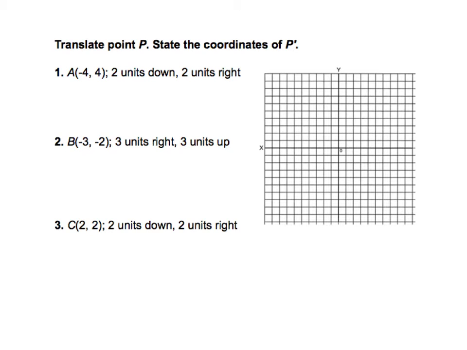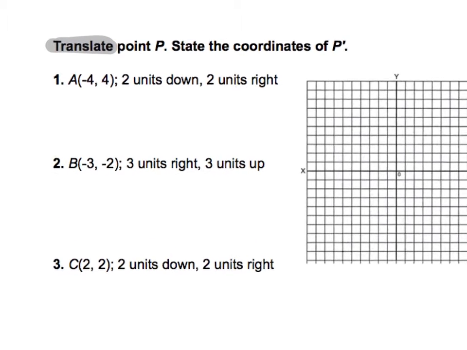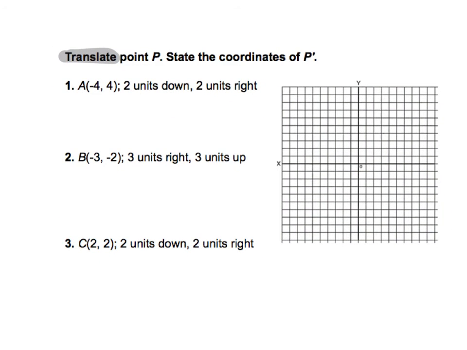Okay, in this chapter we're going to be looking at transformations, and the first transformation we will be spending a little time on is translations. What it means to translate is basically to take a point or a shape and just move it left, right, up, or down. So if we look at just moving a point, A is at negative 4, 4.